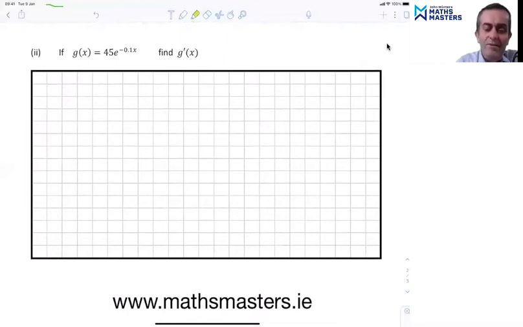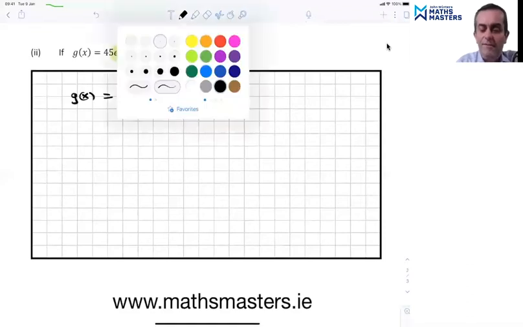And again, I know this is the chain rule because that's not just e to the power of x. It's e to the power of something different, okay? It's not e to the power of x, it's e to the power of minus 0.1x. So again, I'll briefly just rewrite the function. So g of x equals 45 multiplied by e to the power of minus 0.1x. Now, let's follow the rule.